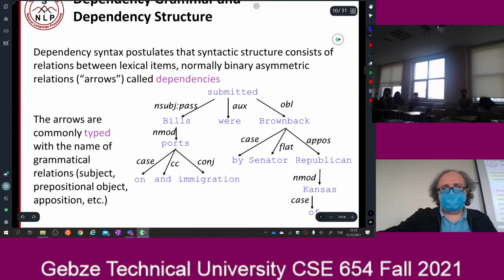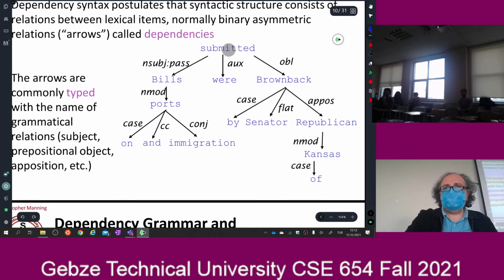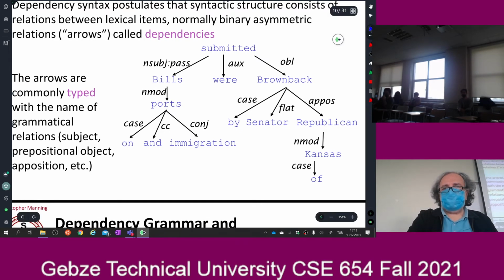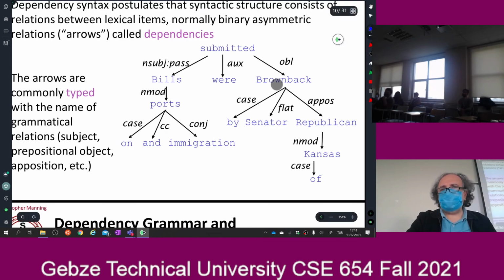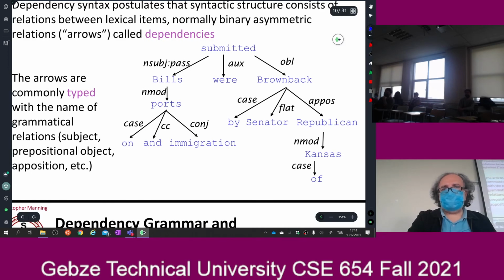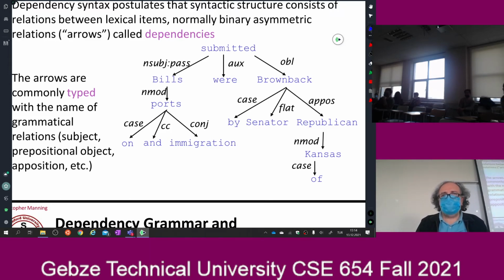Let's see the dependency labels. Okay, this is the root of the whole sentence. And nominal subject, bills. And this is the object, auxiliary, and this subject has modifier, nominal modifier, case, conjunctives, and the other stuff. Okay, so this is good enough for most things, definitely good enough for translation, right? Definitely good enough for translation.